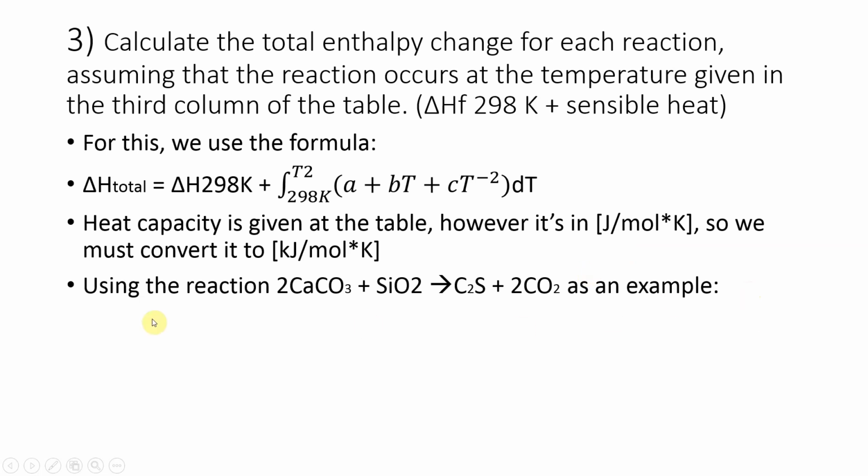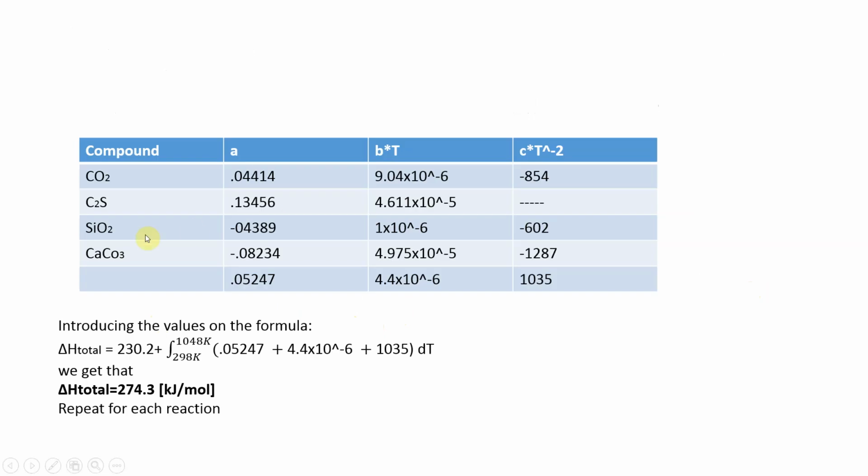So we just move the point three steps to the left. Using another reaction, 2CaCO3 plus SiO2 to C2S plus 2CO2, as an example, we get this table. This is the compound of each individual part of the reaction, and this is its specific value already converted to kilojoule. You just move the decimal 3 spaces, and this is what we get. We then add each individual A, BT, and CT all together, so we get these full values. And these values are the ones we substitute in the formula.